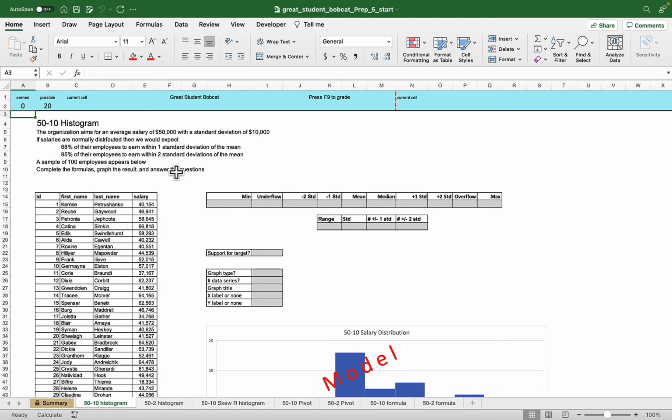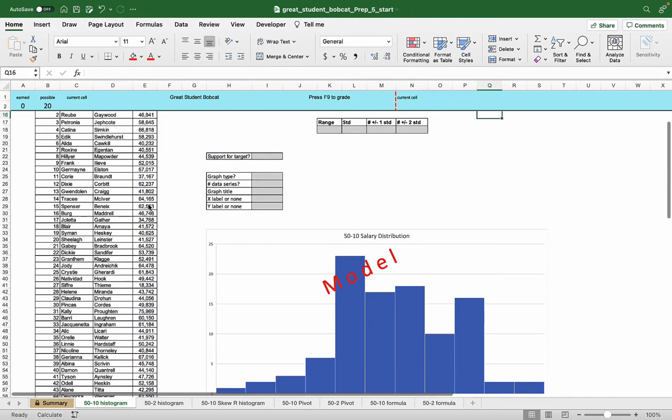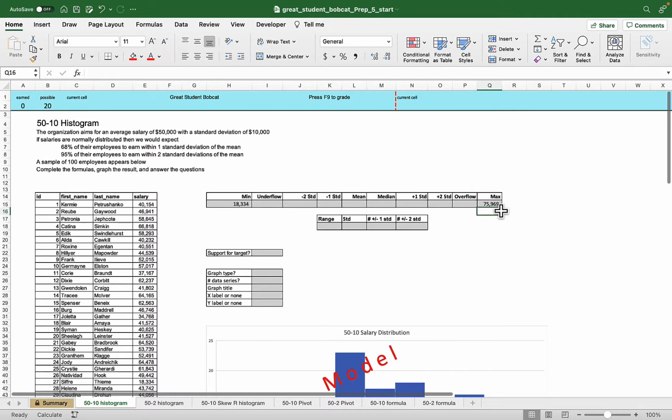Okay, so let's go ahead and start with the formulas. So what's the minimum value here? So we say equals min, and then we highlight all the salaries. Okay, so the lowest salary is $18,000. Now let's see what the biggest salary is. Equals max, and then same list of salaries, and we see here that the highest salary is $75,969.